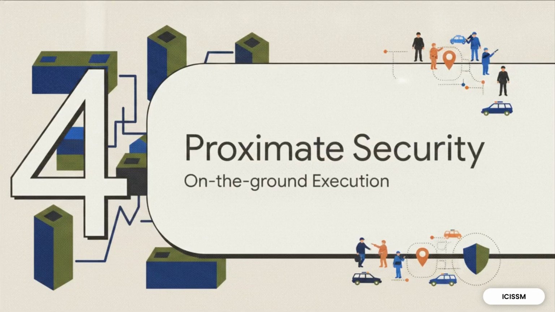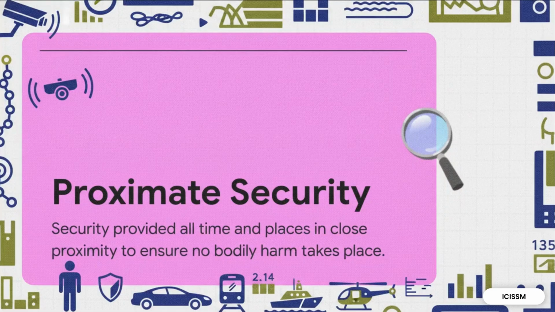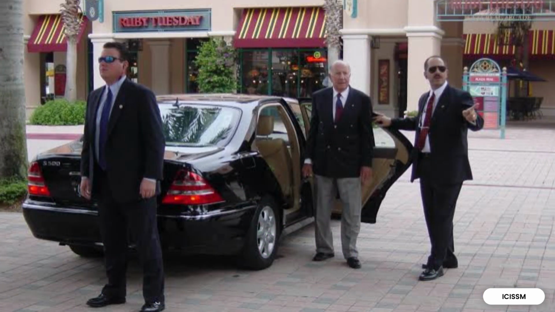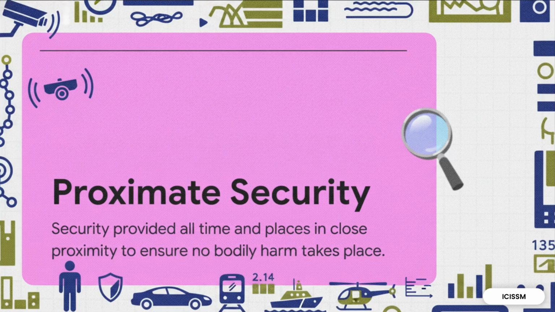Section 4. Defining proximate security and its on-the-ground execution. Now we move from macro strategy to micro, boots-on-the-ground execution. What is proximate security? By definition, it's security provided all the time and in all places to protected personnel while remaining in close proximity to ensure no bodily harm takes place. It is not random. It's the exact opposite of approximate security. It means specific numbers of personnel performing specific tasks from close quarters, showing a real return on investment, whether you're on foot, in a car, on a train, or in the air.